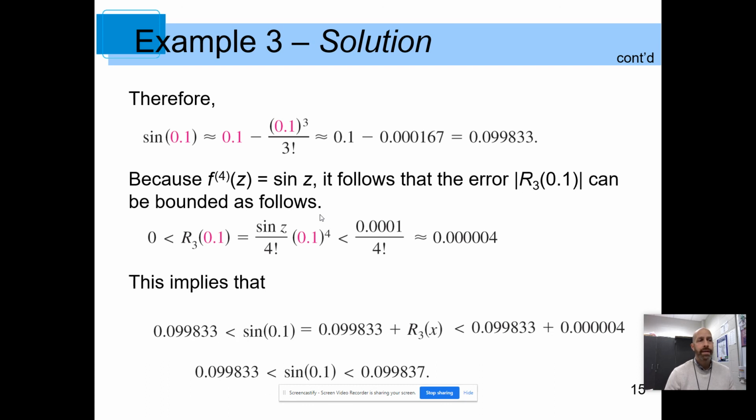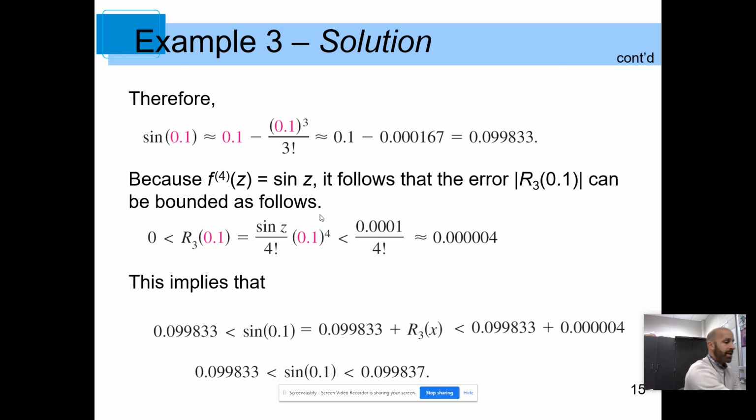This implies that, now remember, our original value was 0.099833. So that's the lower end of sine of 0.1. Now, if I add our error to this, that's going to give us the upper bound. In other words, the very bottom line is the most important line here. Sine of 0.1 has to be greater than 0.099833. Simultaneously, it has to be strictly less than 0.099837.